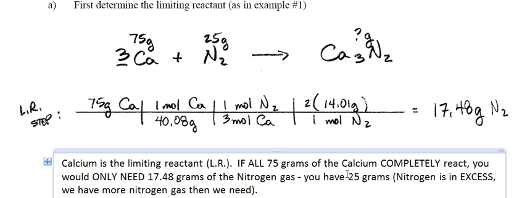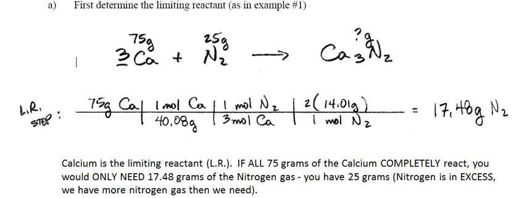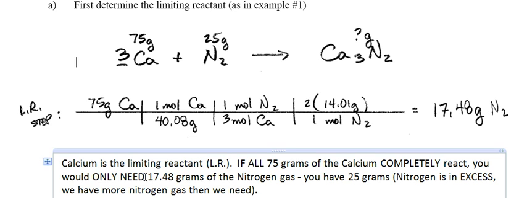If all 75 grams of the calcium is completely reacted, you would need only 17.48 grams of the nitrogen gas. We have 25 grams. Therefore, nitrogen is in excess. That's pretty important. It's not as important as knowing that the calcium is the limiting reactant, but it is important to know that one of these is going to be left over.